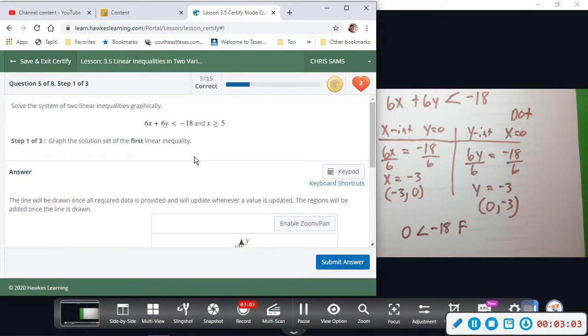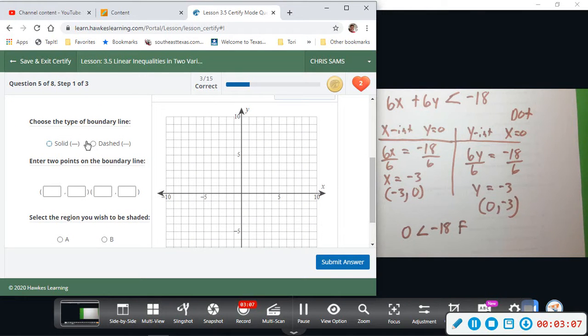The ordered pair 0, 0. So we have a dashed line, ordered pairs negative 3 and 0, and 0 and negative 3. And so here's the ordered pair 0, 0. It's on the A side. Since we got false, that means we don't want to shade the A side, we want to shade the B side.